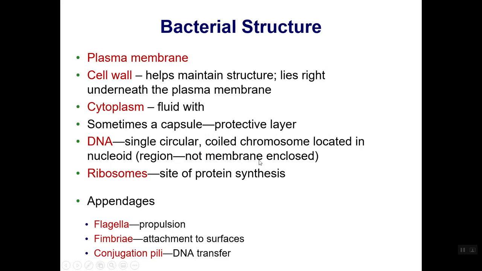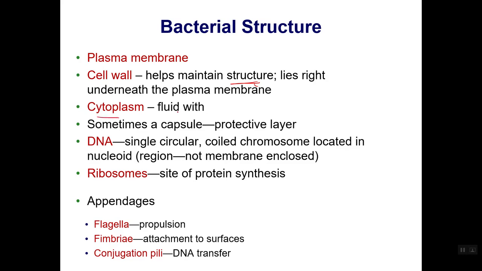Okay, so let's talk about some structures that make up bacterial cells. Of course, the plasma membrane. We already discussed that. The cell wall. Some eukaryotic cells have a cell wall as well, but not all of them. But bacterial cells, for the vast majority, do have a cell wall. The cell wall helps maintain the structure. It lies right underneath the plasma membrane. Just think of it like an extra layer of protection and infrastructure for the cell.